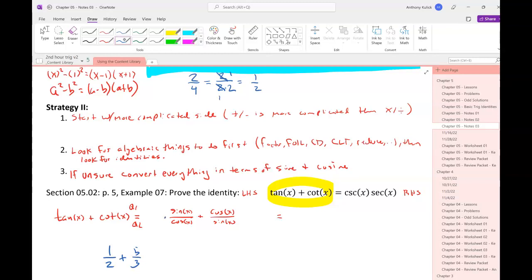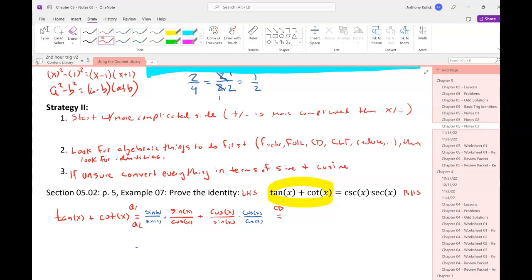So what do I need to multiply the first fraction by? Sine over sine. And the second fraction will be cosine over cosine. So all I did over here is I just made some common denominators. So I'll just abbreviate CD over the equal sign.